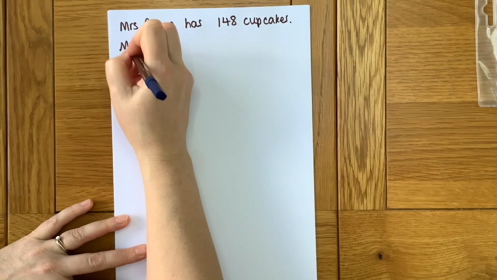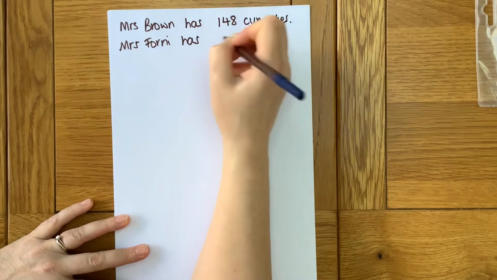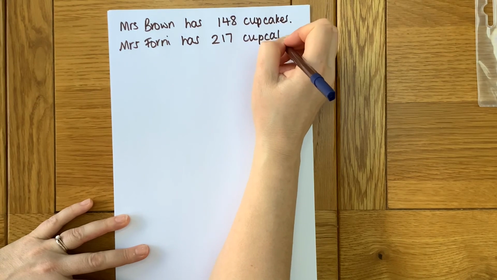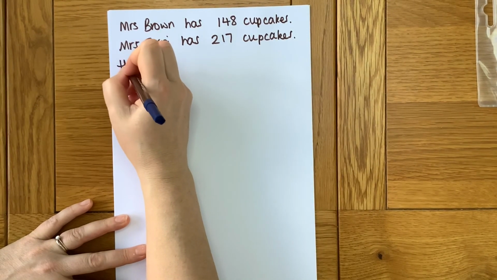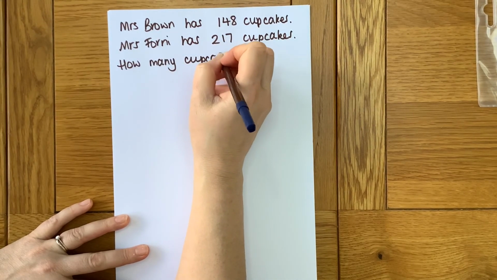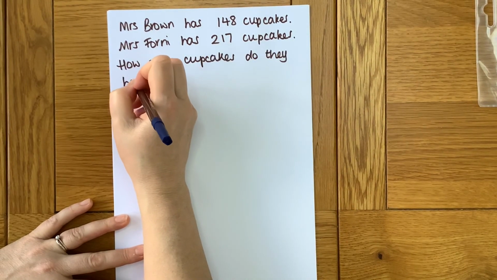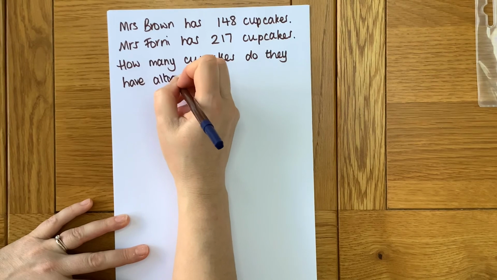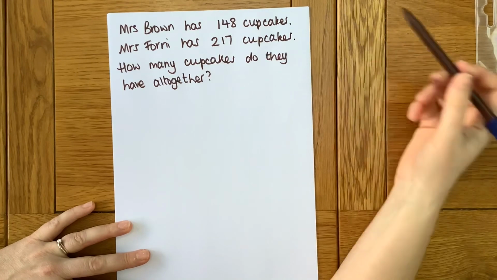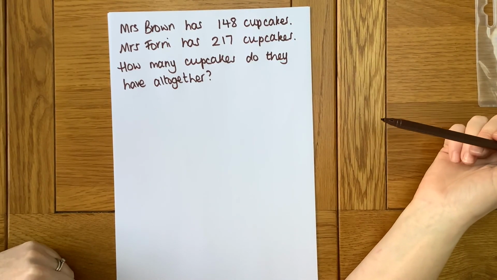And Mrs. Forney has 217 cupcakes. And then you could ask the question, how many cupcakes do they have all together. And that word all together is a really good clue to work out what we're going to do to find the answer. So you could write your own problems like that and then maybe ask somebody else to solve it for you. Draw the bar model and then you can be the teacher and check they're right.